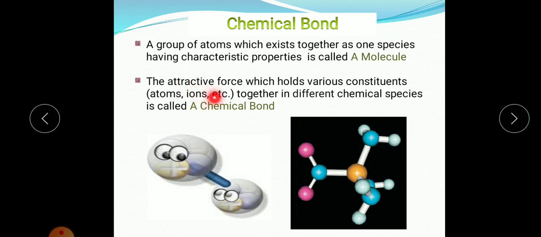So the attractive force which holds various constituents, atoms, ions, etc. together in different chemical species is called a chemical bond. So the force of attraction which holds two or more atoms together in this way is called a chemical bond.